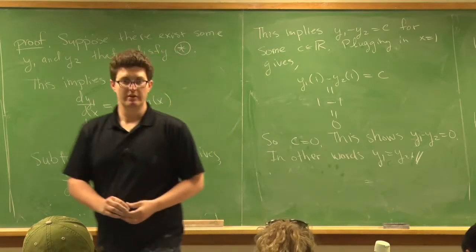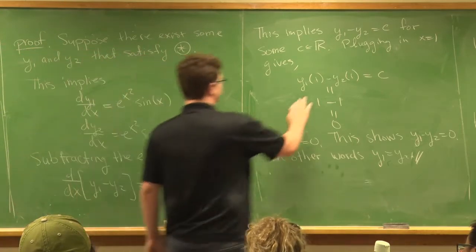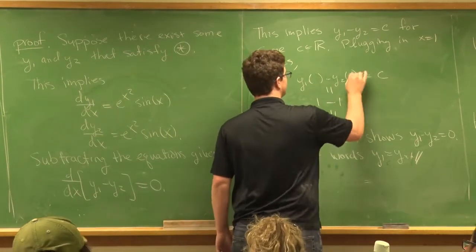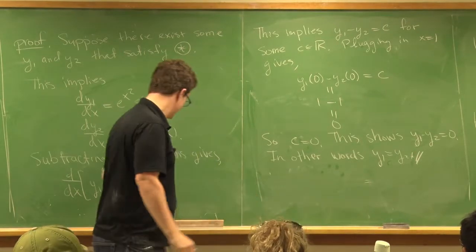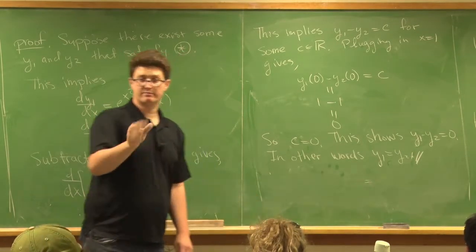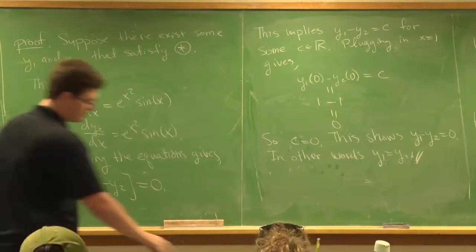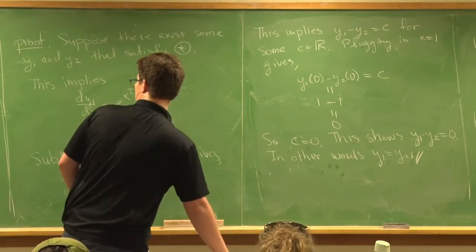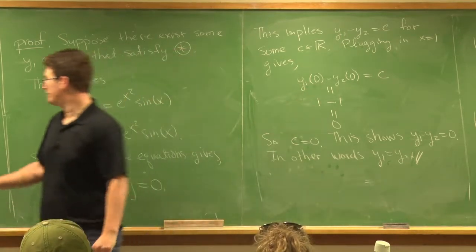Yeah? Oh, sorry, 0. Yeah, the initial condition was at 0. Thank you very much. Yeah. Plug in at 0. Thank you. Good point. Okay. That one is 0 minus 0. It would change something. No, it wouldn't be 0 minus 0 because y1 of 0 is still 1.